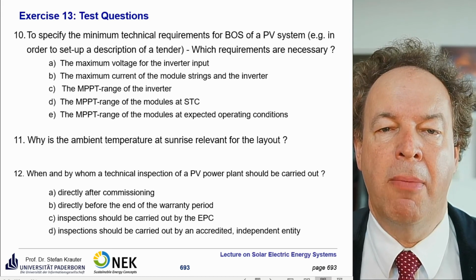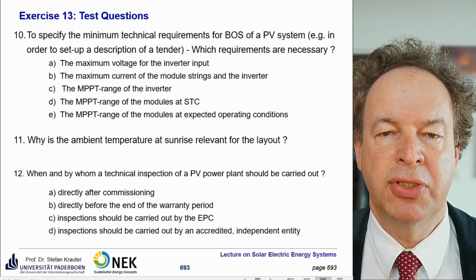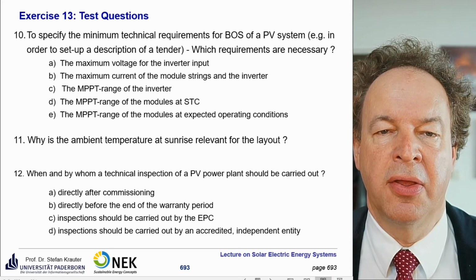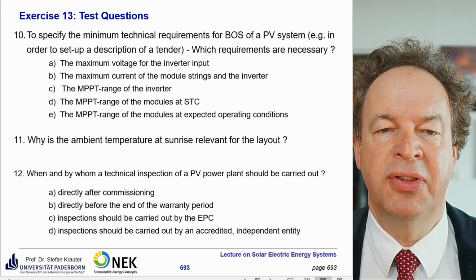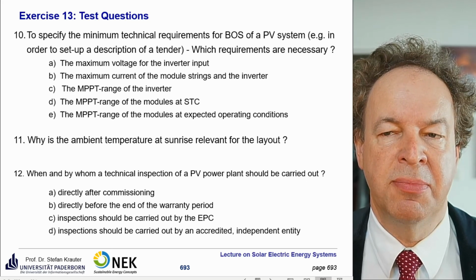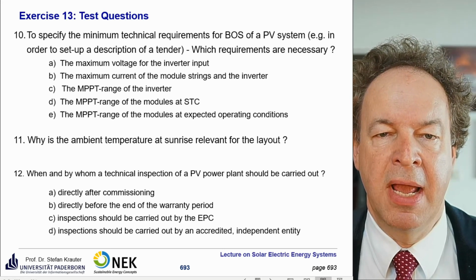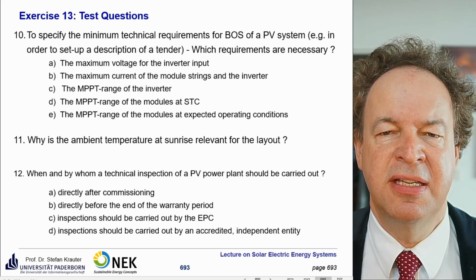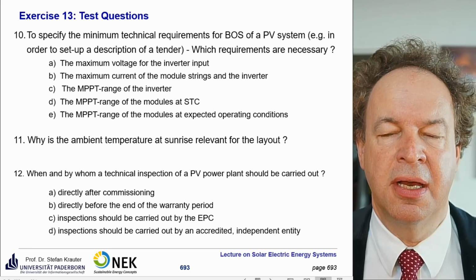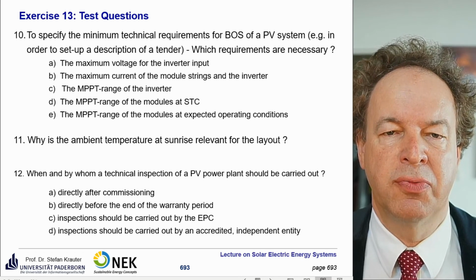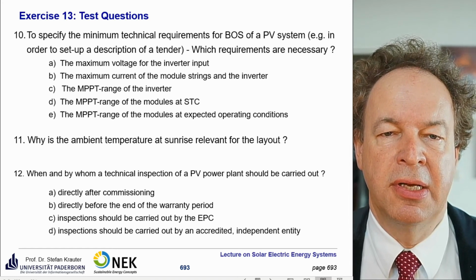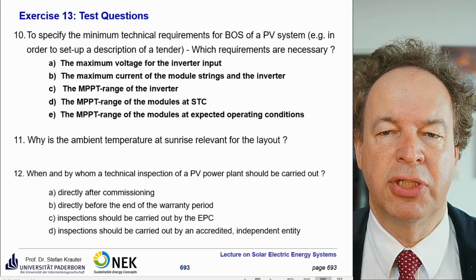The maximum power point tracking range of the inverter is also relevant. For example, if the voltage of the modules is too low and the modules are then operated not within the range of the maximum power point, you may lose some significant power output. The MPPT range of the modules at STC is not so relevant for the operation, but usually in the data sheet this is given, and you should be able to compare them. So this is also a part of the description. So as a result, it's all true.